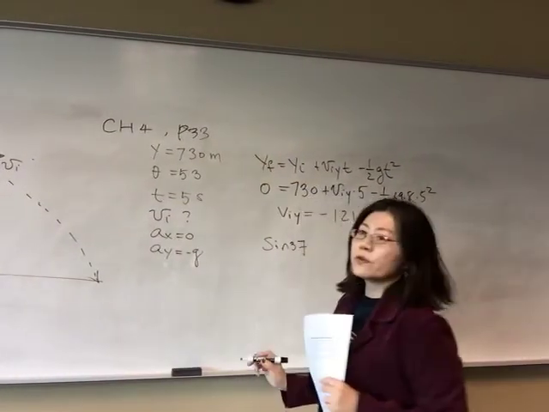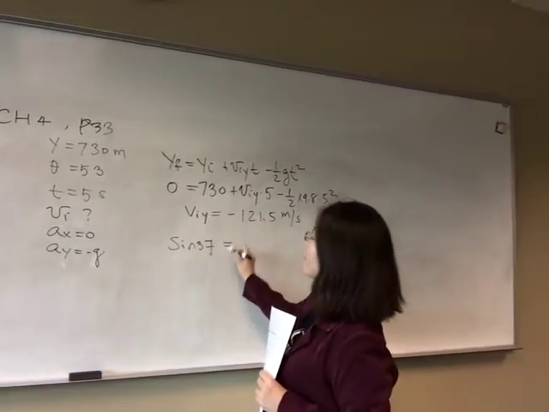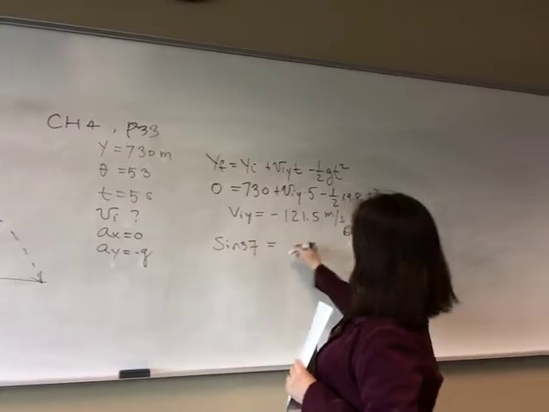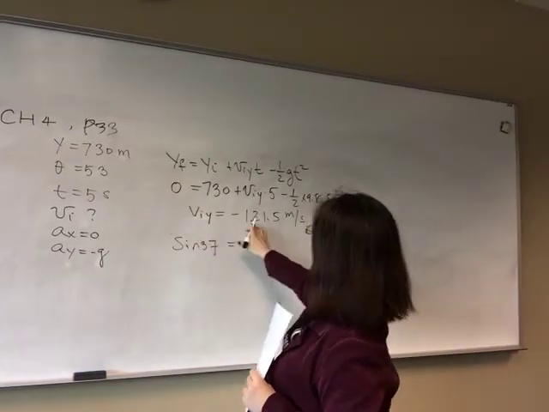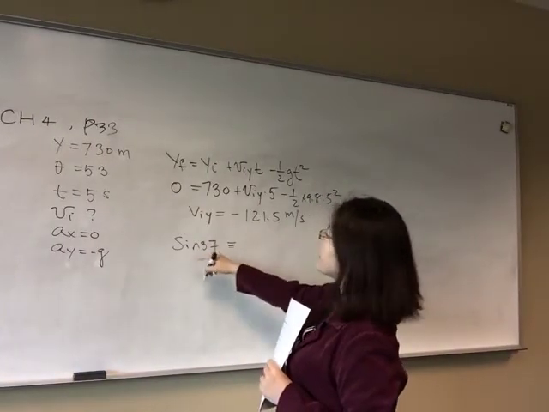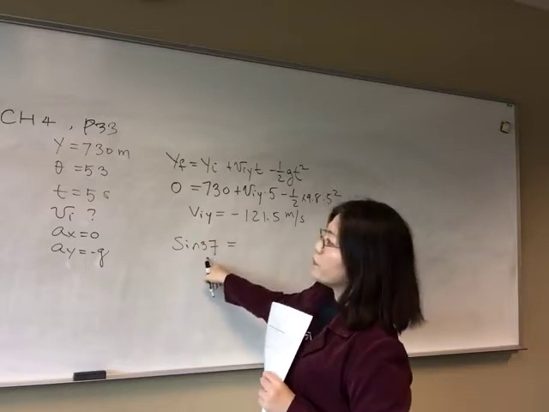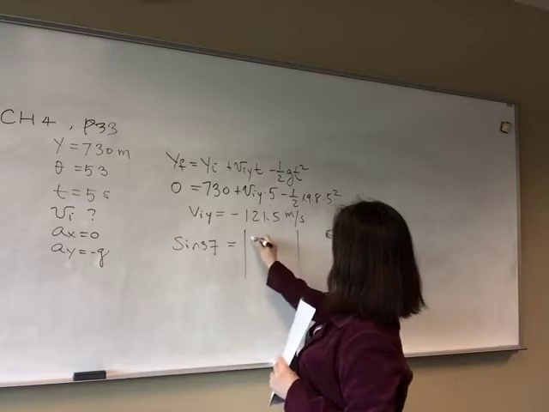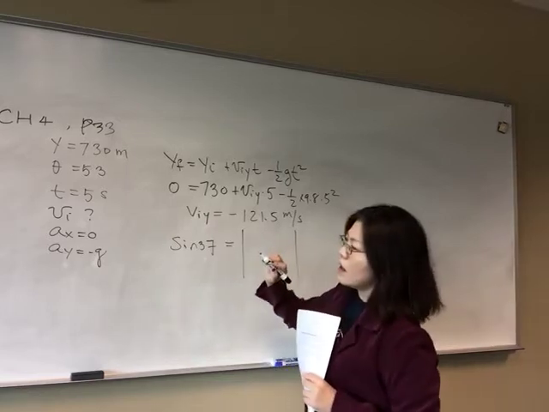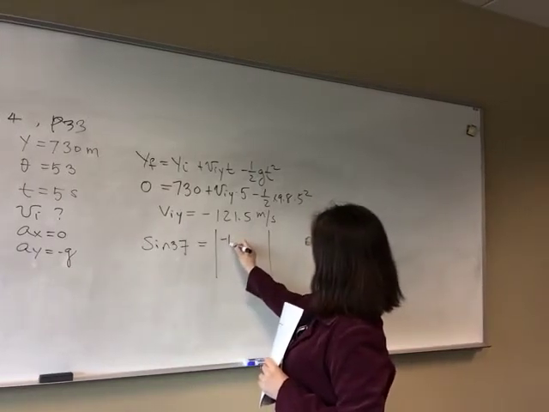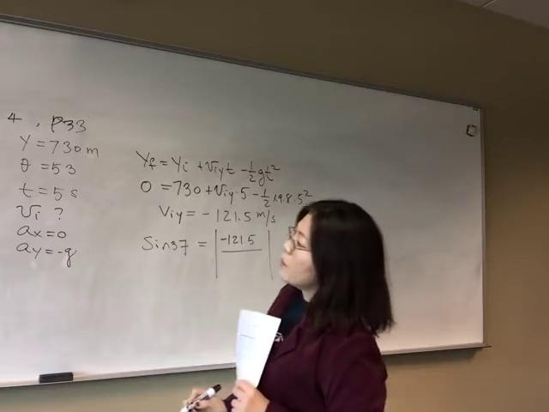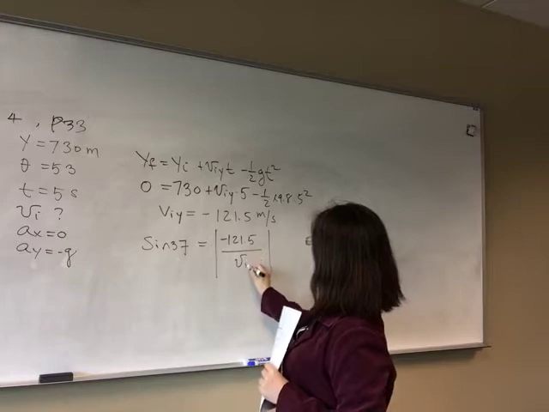If we're using the absolute value, so sine 37 is equal to the vertical component, which is this. Because you're using a small angle, my 33 is supposed to be negative, but I'm using a small angle, so everything has to be positive. So in the numerator is this, and in the denominator we have our Vi, which we do not know, right?